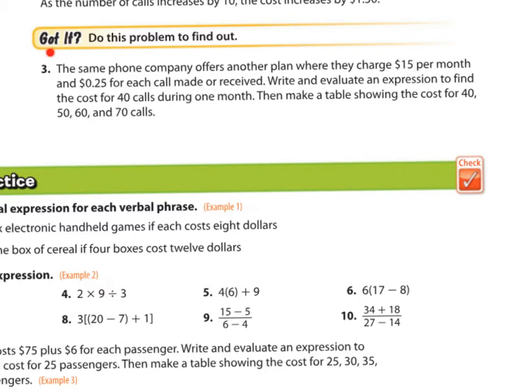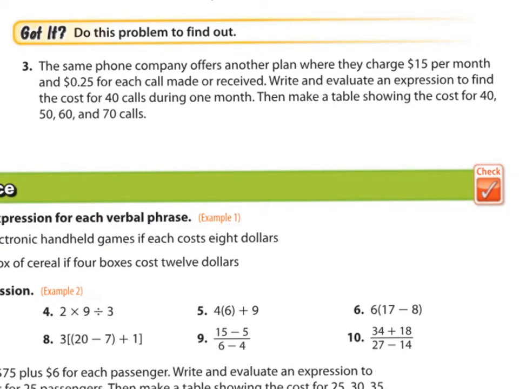Okay, if you think you got it, remember to pause and read this and try to complete it on your own. Pause now. Okay, I hope you paused the video. Let's try it. The same phone company offers another plan where they charge $15 per month. So instead of 20, they're going to charge 15 and 25 cents for each call made or received.